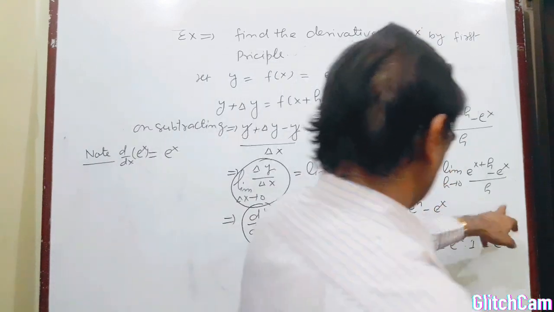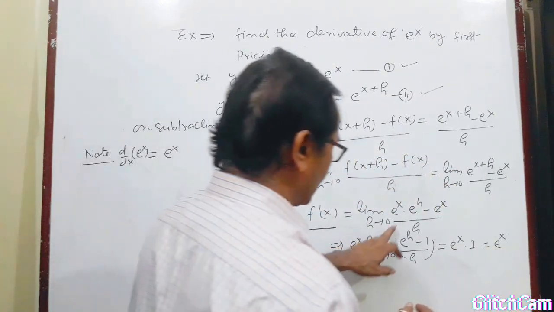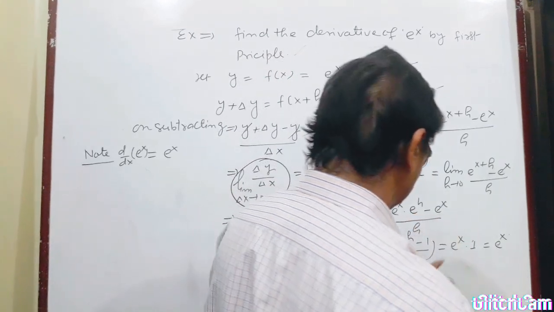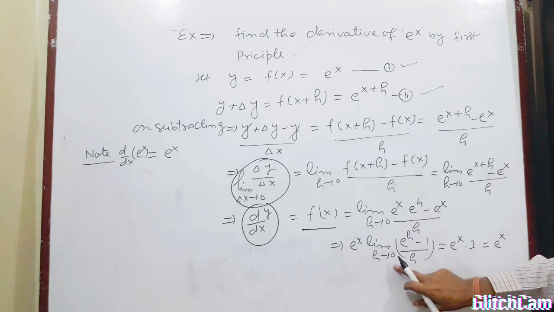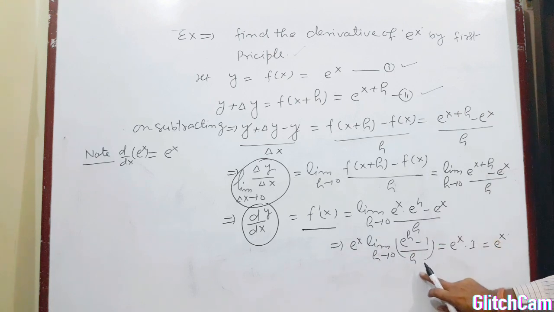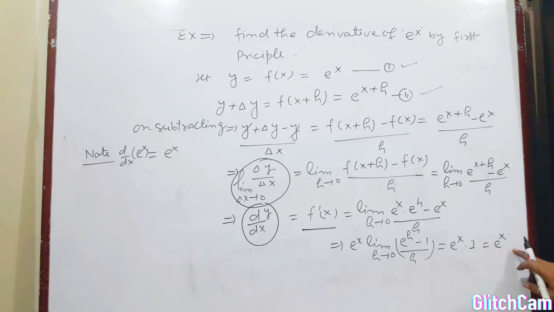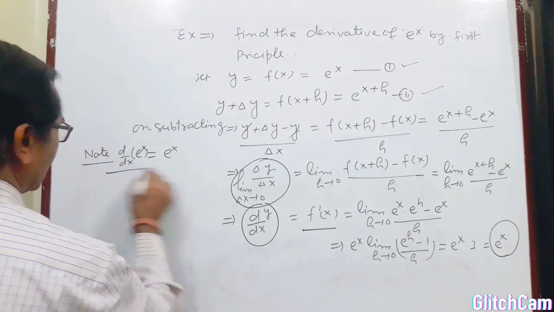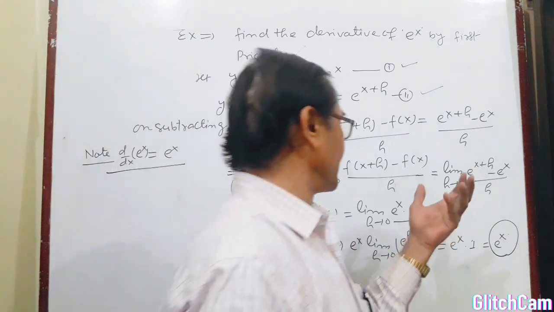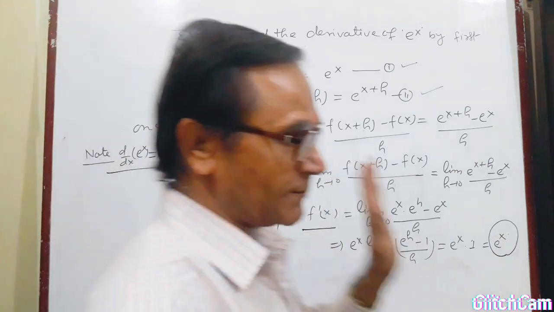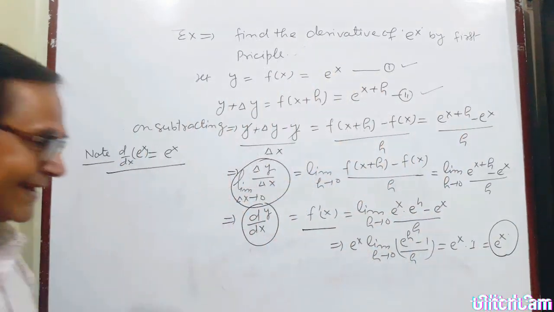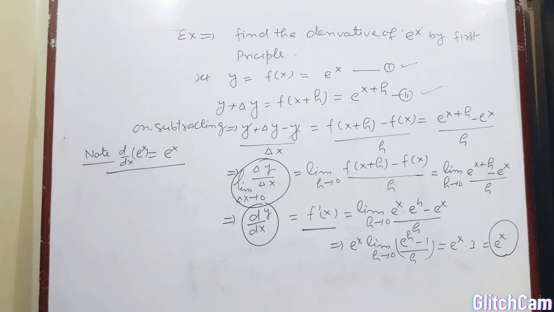We solve the limit h tending to 0 of e to the power x into e to the power h minus e to the power x upon h. We take e to the power x outside, limit h tending to 0 of e to the power h minus 1 upon h. Its value is 1. Therefore we get the first derivative: d/dx of e to the power x equals e to the power x. Dear students, we understand that the derivative of e to the power x is e to the power x. Now we can explain the other example.